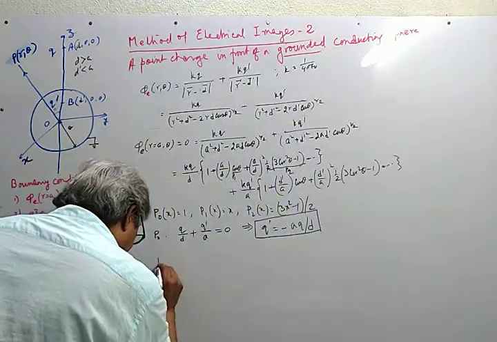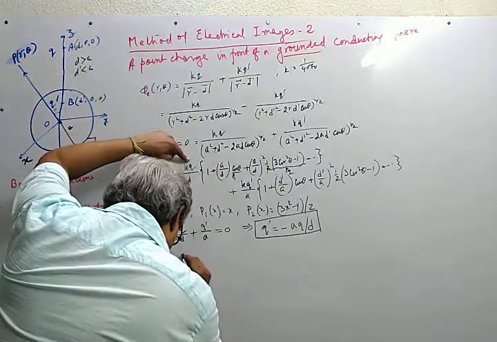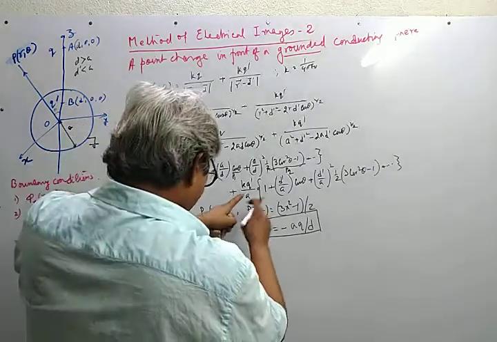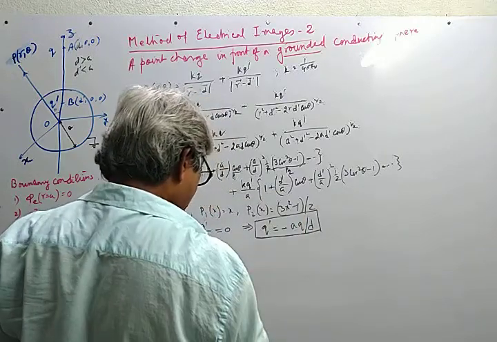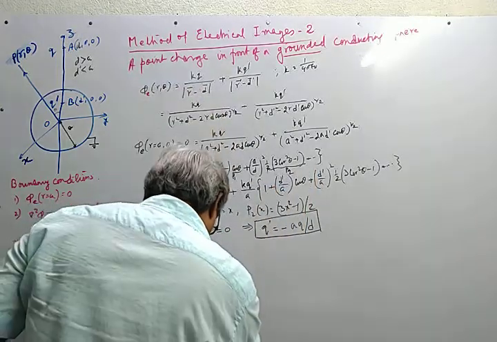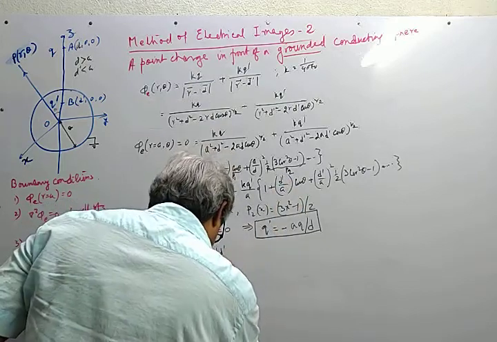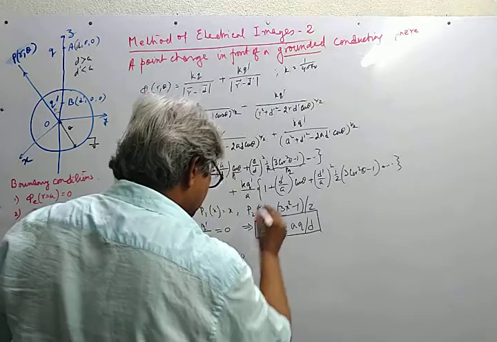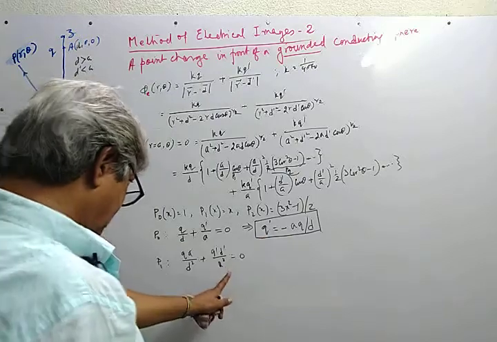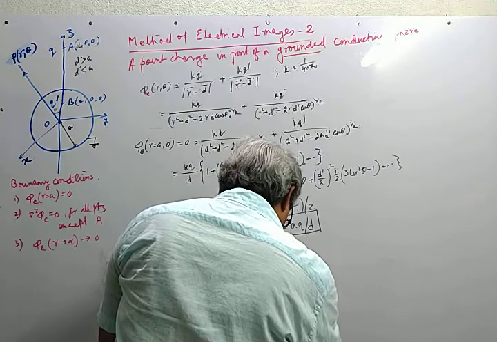Now the coefficient of P1 gives us QA by D square plus Q prime A, Q prime D prime by A square is equal to 0. So if we write the value of Q prime over here, we get D prime is equal to A square by D.